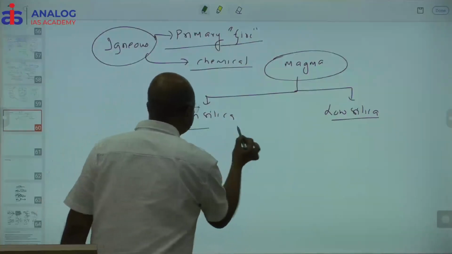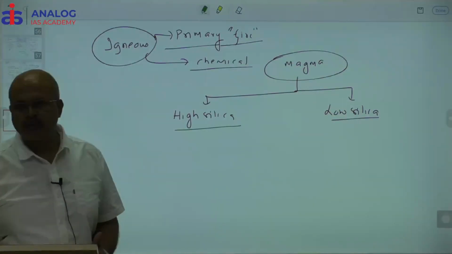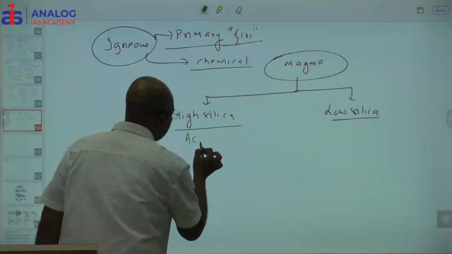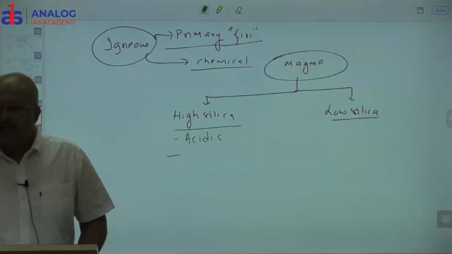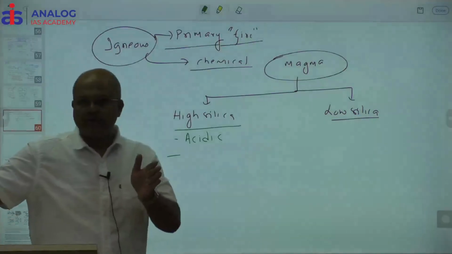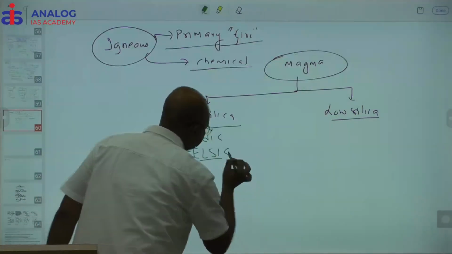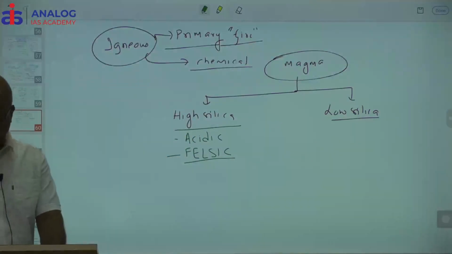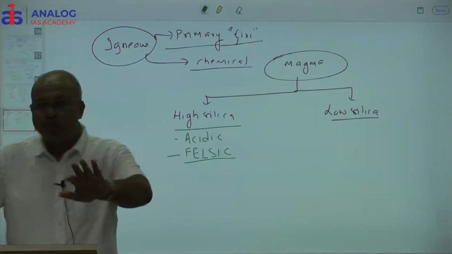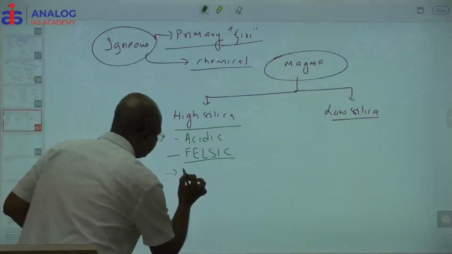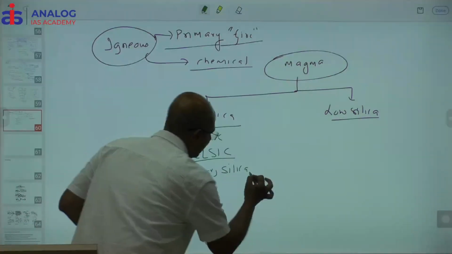If it has a high proportion of silica, it means it is acidic, 55 to 65% of silica. It means such rocks are acidic rocks. High proportion of silica, they are acidic rocks. And such rocks are referred to as felsic rocks. High silica, felsic rocks. So what does felsic mean? Felsic means feldspar, silica and oxygen, etc.